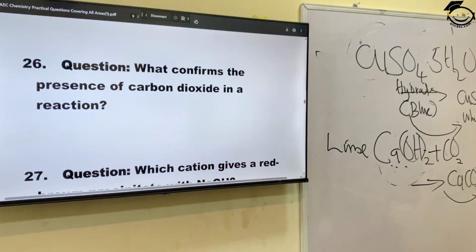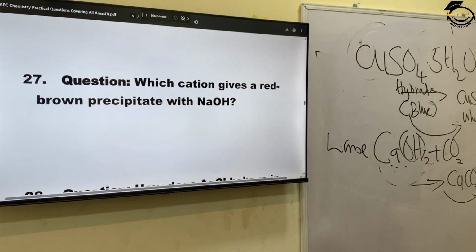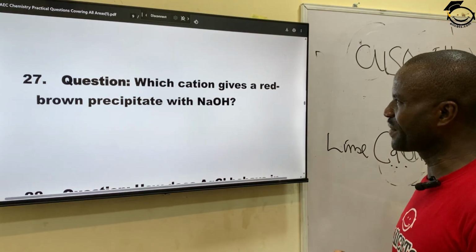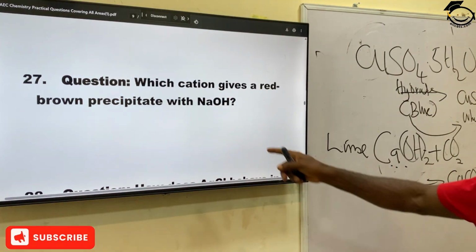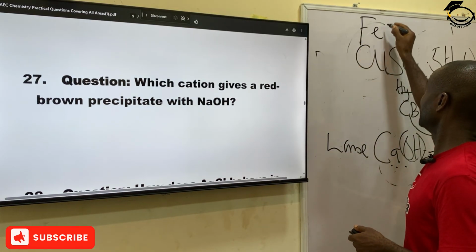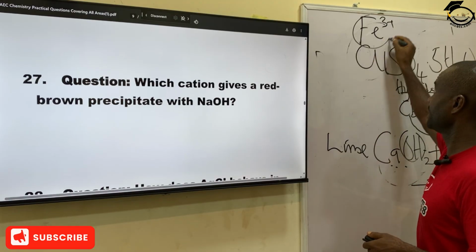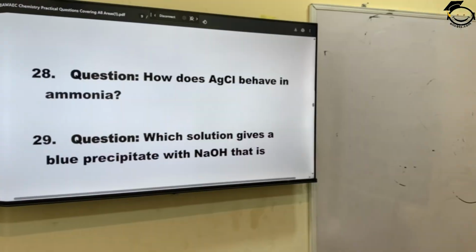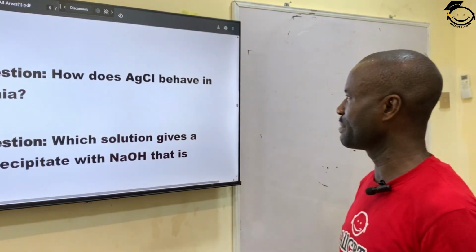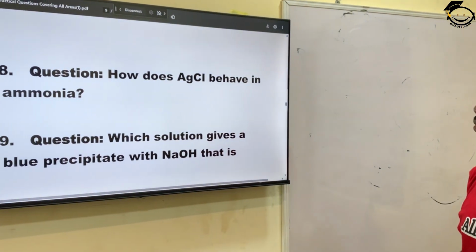Question 27 says, which cation gives a reddish-brown precipitate with sodium hydroxide? The only cation that does that is iron 3 ion, Fe3+.